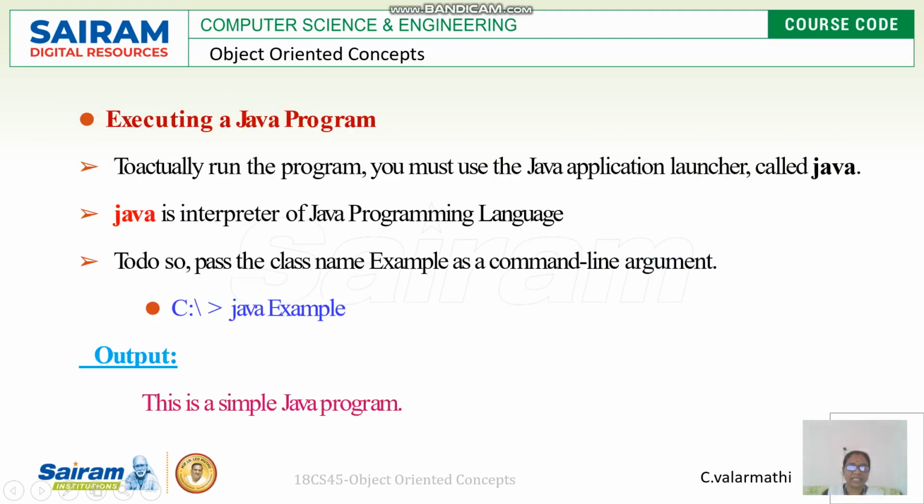And executing a Java program. What is the command to execute a program? It means java example. java example is my general command. That means java is a command and example is my class file. So that file should be interpreted and executed here. After execution, you can see the output of the simple Java program, right?